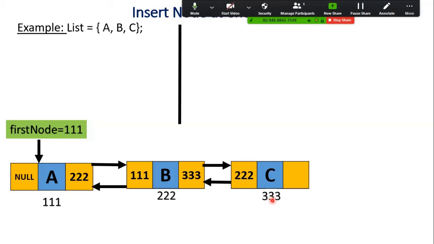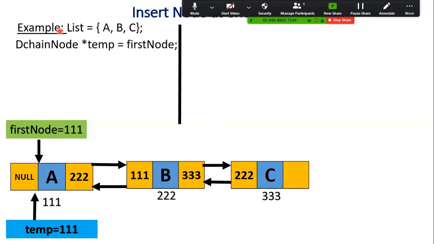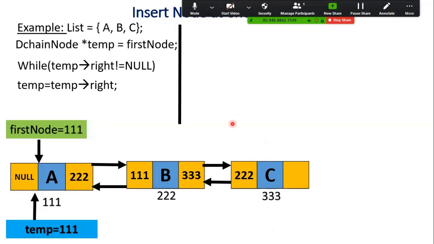How to take a pointer? I cannot have a pointer directly to C. What we do is traverse from the A node and fix it to the C node. So I'll take one temporary pointer, same thing we discussed previously, a chain node, with the address of the first node. I just do traversing in the forward direction, while temp of right is not equal to null. Why are we using temp of right? I have to fix this temp pointer to the C node, that is the last node.